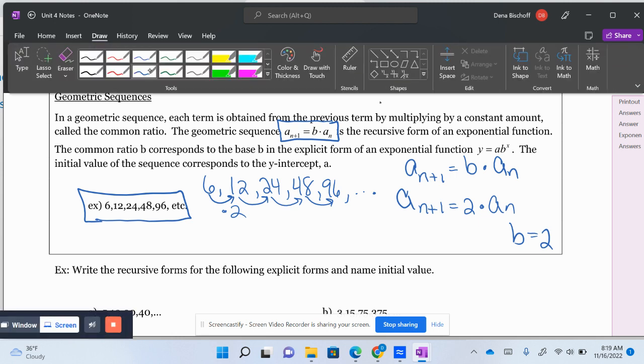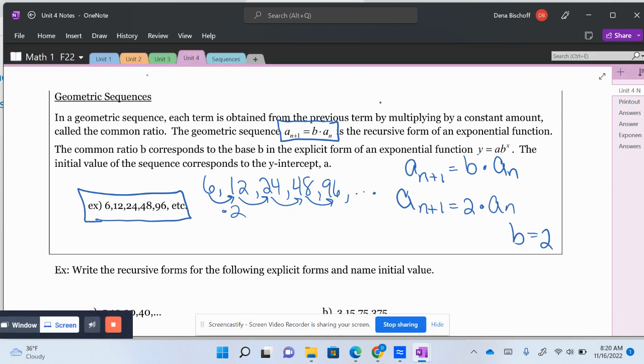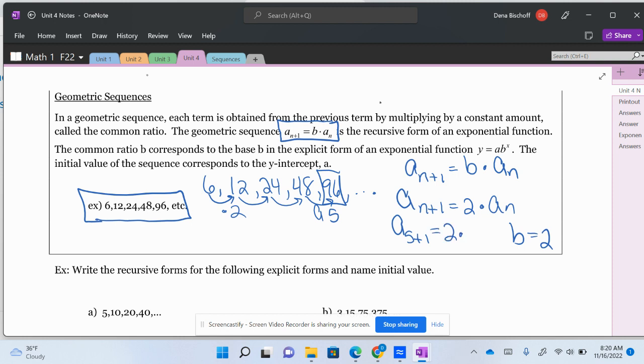So if I wanted to know what the 1, 2, 3, 4, 5, if I wanted to know what the sixth term was, this is my fifth term. This is a sub 5. So a sub 5 plus 1, which is 6, is whatever 2 times the value of a sub 5 is. I'm using the fifth. The 5 is replacing the n. So 2 times 96. So the sixth term is 192. That's all that is doing. It just tells you the next term.